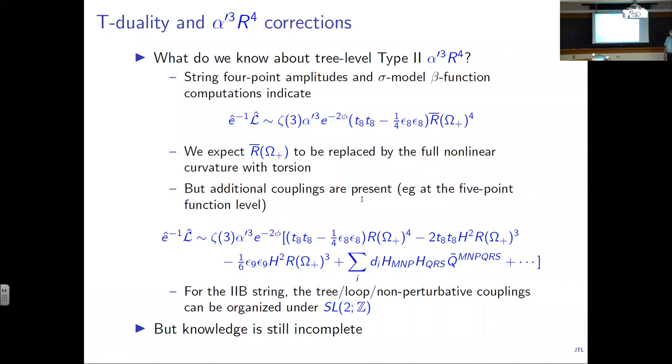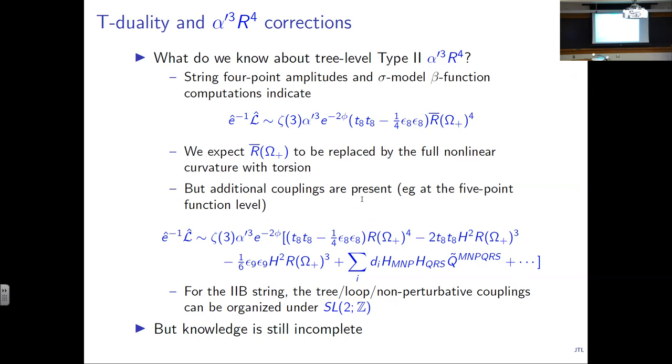But what we do know about type 2, 32 real supercharges, is the corrections start at R to the 4 order. In fact, Chris Pope worked on the sigma model beta function a long time ago and got these R to the 4 corrections. It can also be done by string 4-point functions and things like that. And roughly at the 4-point function level, there's this invariant T8 tensor. At tree level, it's got this famous -3 over here, T8, linearized R to the 4.